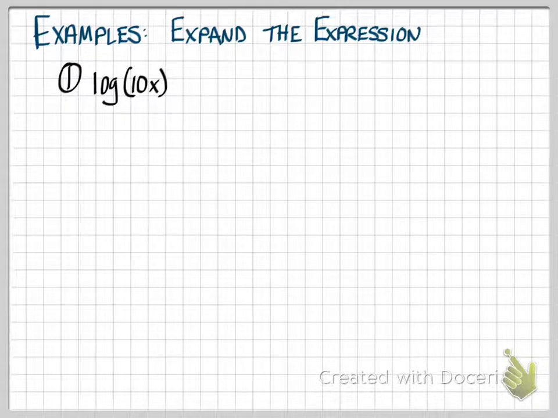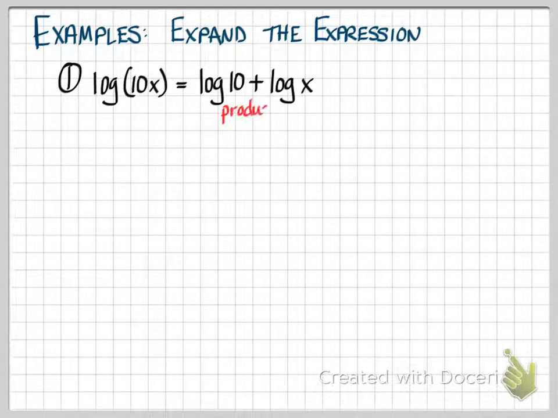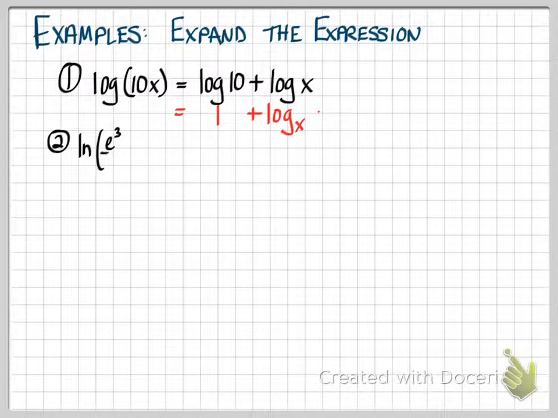So first we have log of 10x. Well, 10x means 10 times x, so we'll simply use the product rule and separate it into a sum. We've expanded the expression, but we're going to go a step further and try to simplify whenever we can, because we know log of 10 is 1, because log is in base 10, and 10 to the first power equals 10.